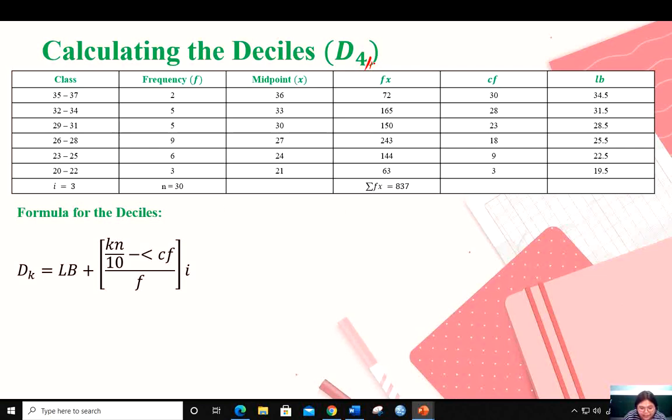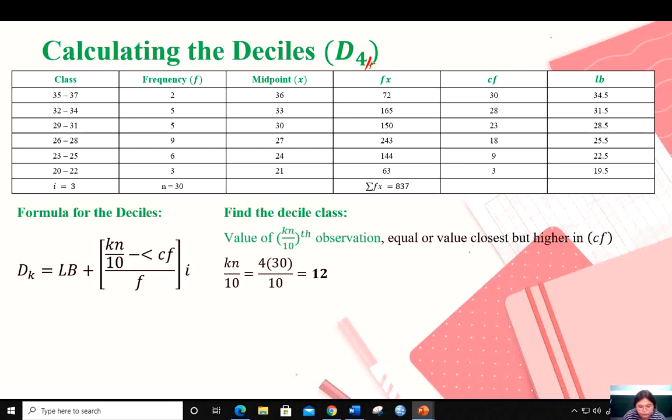First, identify the decile class. Let's get the product of kn and divided by 10. For our k is 4 kasi yun yung position na hinahanap natin sa decile. Then, all over 10 kasi decile na tayo. Kasi kanina quartile, kaya all over 4 lang. Okay po, then get the product. 40 times 30 is 120 divided by 10, 12.